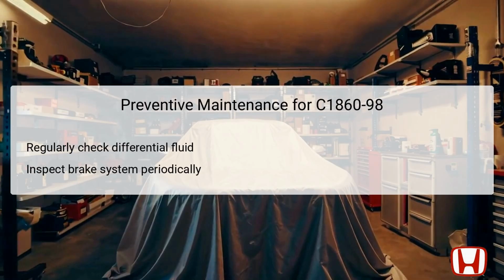To minimize the likelihood of encountering DTC C1860-98 in the future, implementing a preventive maintenance schedule is essential. Regularly checking the differential fluid condition and levels can detect potential issues before they escalate into significant problems. Additionally, routine inspections of the brake system help ensure that all components, including calipers and pads, function correctly and do not contribute to brake drag.